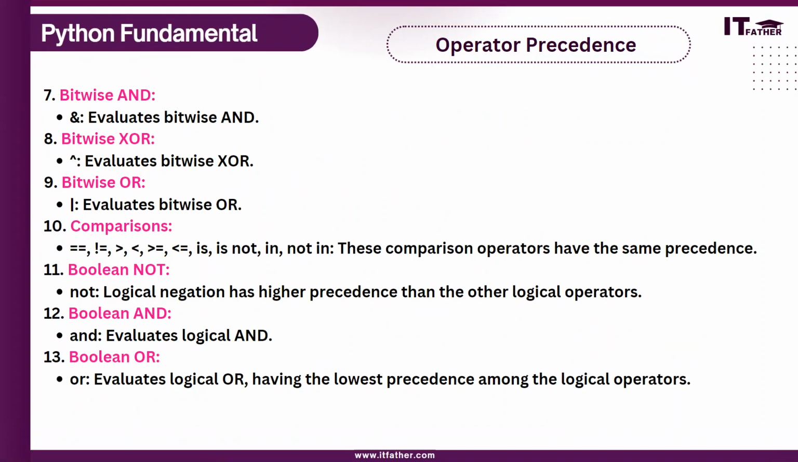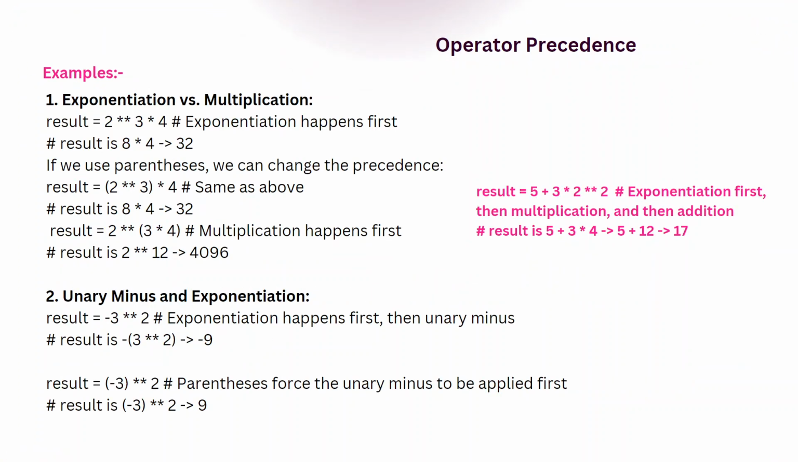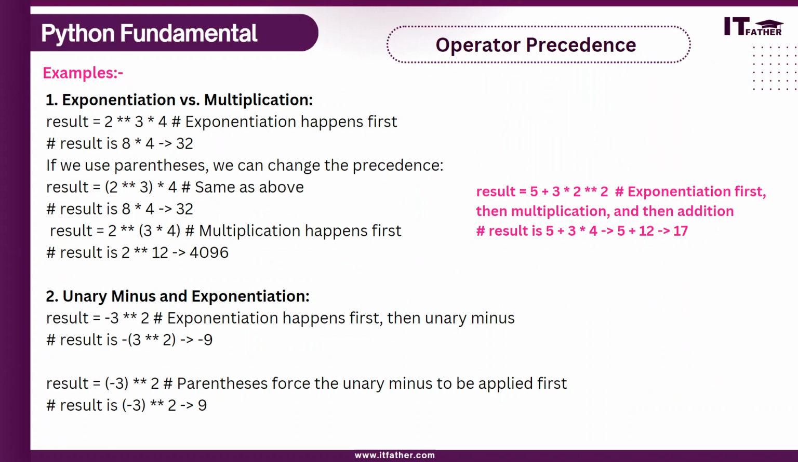Next we have bitwise AND, bitwise XOR, bitwise OR. Then we have comparison operators. Comparison operators come at the 10th number of evaluation. And then we have boolean not, boolean and, boolean or operators. Now let us understand practically how these are going to be evaluated.